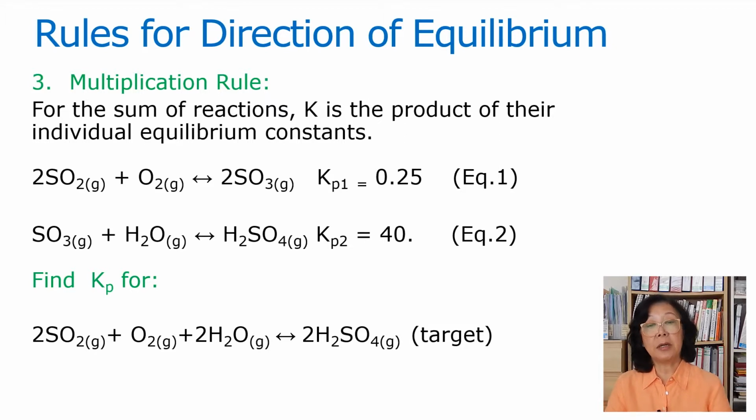Now let's compare the target equation to equation 1. The target equation has SO2 and O2 as reactants, and that fits equation 1, so we'll leave equation 1 as is and not change it. However, for the product, we need 2 moles of sulfuric acid. That comes from equation 2, but we do need to multiply everything by 2. Therefore, we will square the equilibrium constant 40.